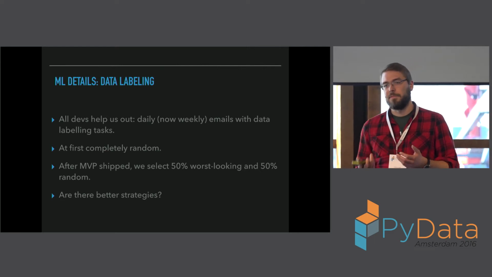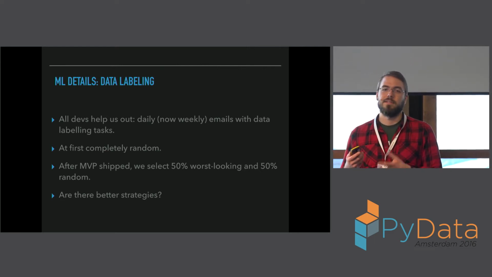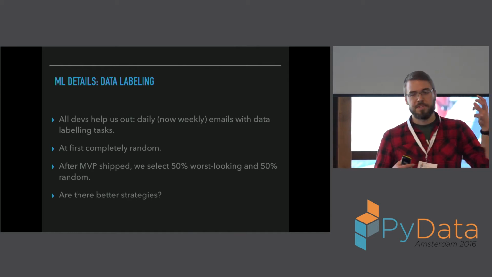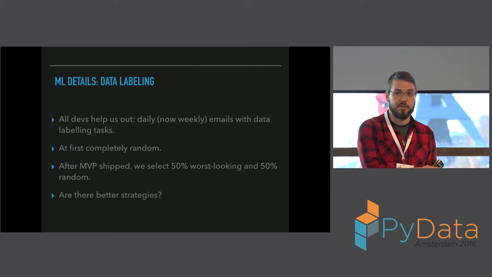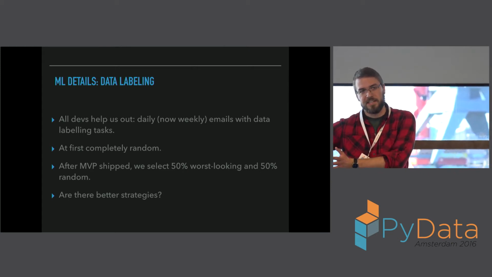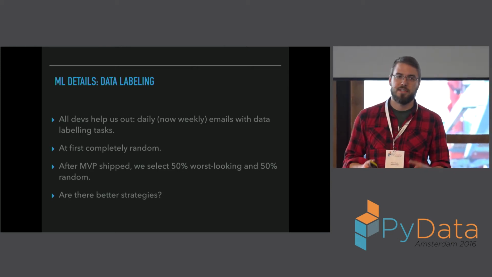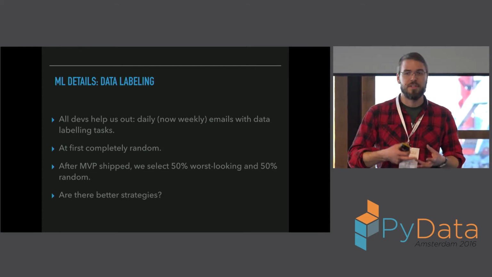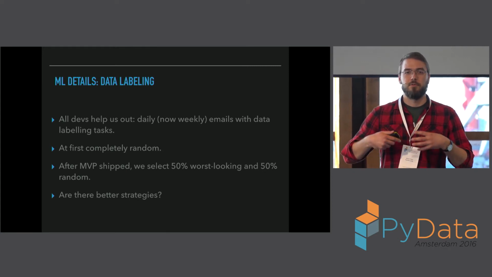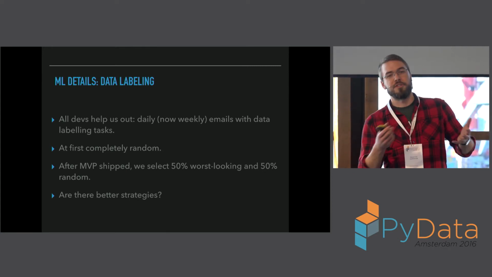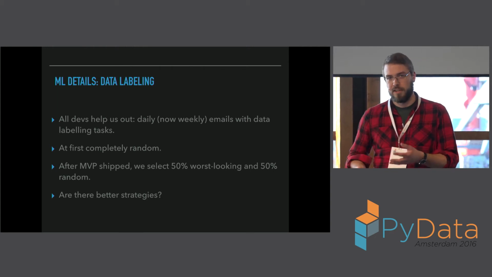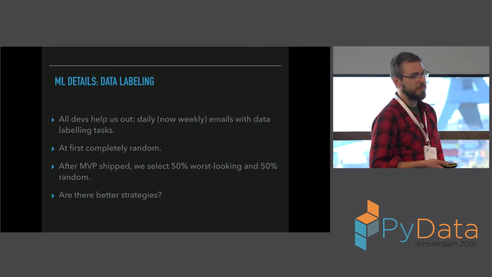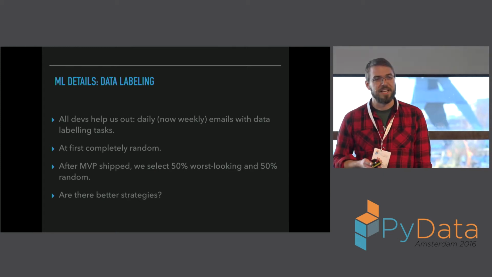And then once we had an MVP, something that we felt gave us good enough performance, we started doing a 50-50 split. So 50% of the things that got labeled every day were still completely random, but the second 50% was taken from the jobs that the algorithm thought were the worst. We cared about catching the worst offenders and labeling the data to make sure we can learn how to recognize it. And there are probably better strategies, so if you have any ideas, I'm really happy to discuss this.